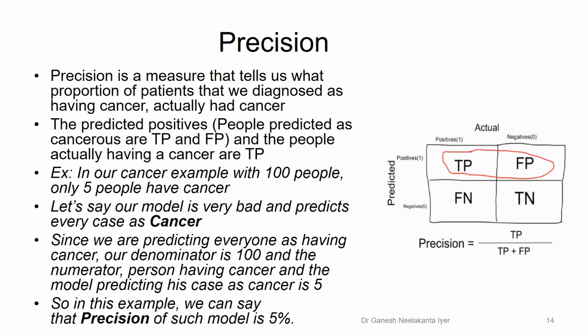Now another measure is precision. Precision is a measure that tells us what proportion of patients that were diagnosed as cancer actually had cancer. So it is the sum of true positives over the sum of true positives and false positives. Since we are predicting everyone as having cancer in our previous example, our denominator will be 100 and numerator will be 5. So the precision is only 5%, and that is really reflecting that the algorithm is bad.